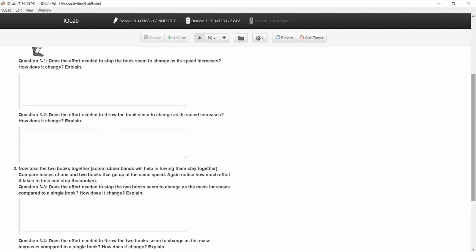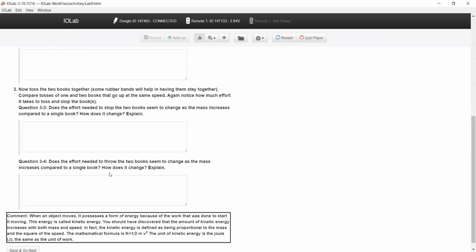Does the effort needed to stop two books seem to change? Obviously it's going to change. We already have done that. So the effort needed to throw the two books changes as the mass increases compared to a single book. Stopping means when you catch it: when you toss it, it will reach a certain height and come back. So throwing and stopping are the things being varied.